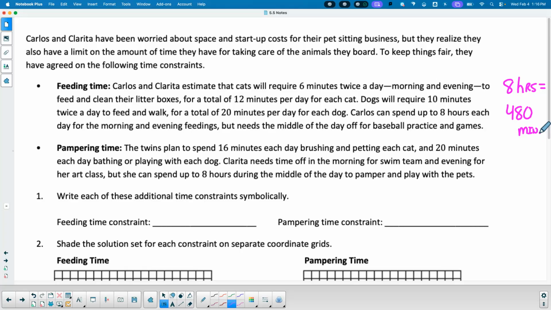So, the feeding constraint. Do we want to go with X and Y still, or do we want to go with C and D? Does it matter? No. Okay, but you want to go C and D? All right, that's fine. So the feeding constraint. Looking up here at this one right here, what would the inequality be for that one? It's going to be an inequality because it said up to 8 hours.